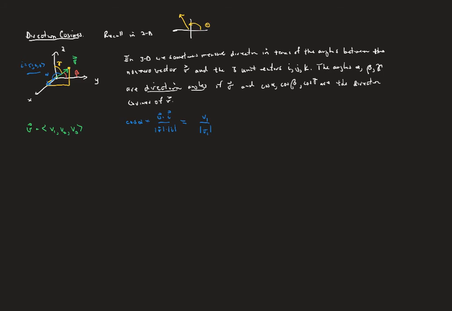And so then in a similar fashion, we can see that the cosine of beta, when we dot that with j, the unit vector in the direction of the y-axis, which is 0, 1, 0, when we dot it with v, we're just going to get v2 over the magnitude of v. And in a similar fashion, we're going to get that cosine of gamma is v3 over the magnitude of v.